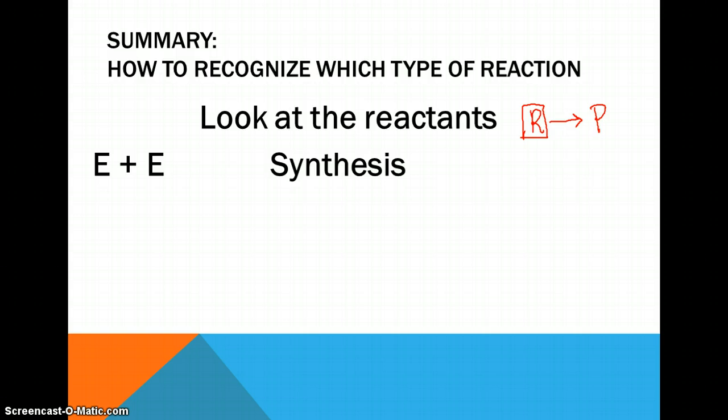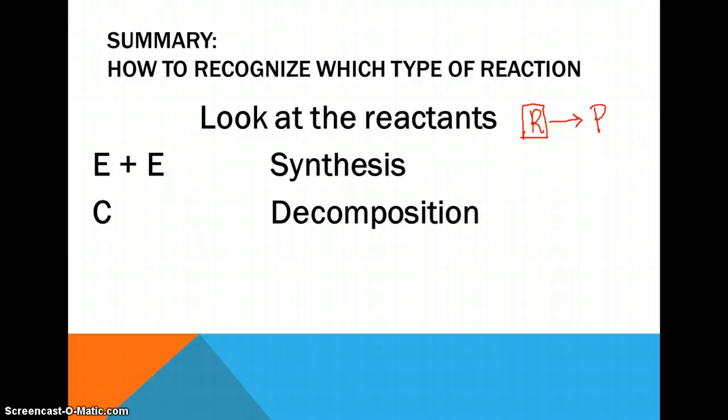If there happens to be two elements, E here is standing for element, an E plus an E is going to give me a synthesis reaction, an element plus an element. If I have a reactant that is just a compound, only a compound in front of that arrow, I'm going to have a decomposition reaction because this one compound has to break down into two or more things.